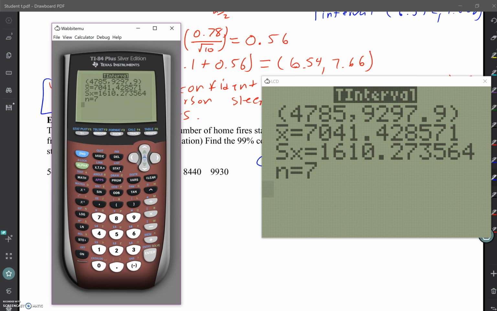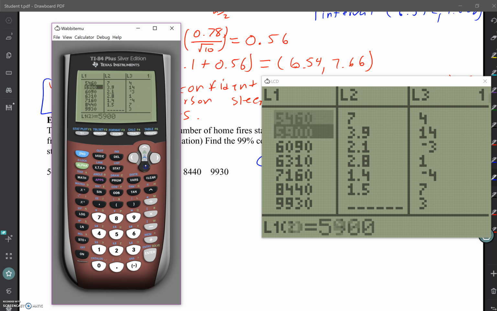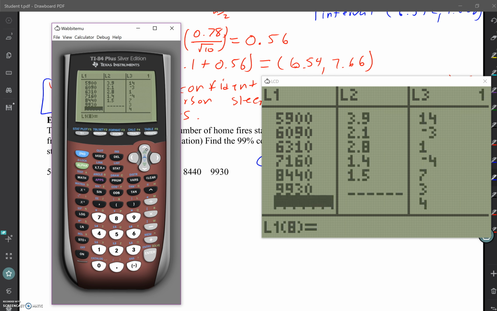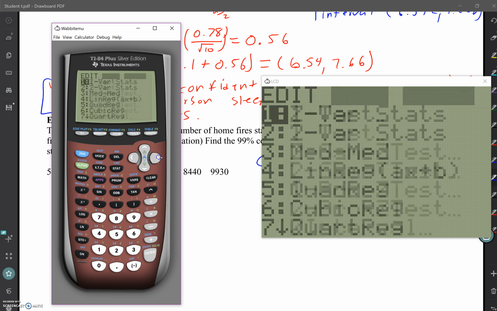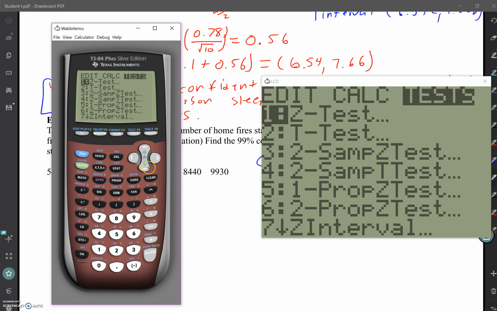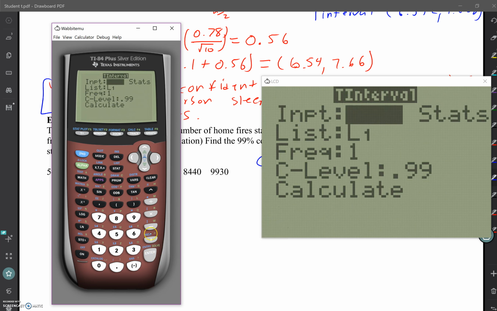Did anyone else get a different interval? No. I would check the data. So we should have 7 pieces of data in there. And then make sure there's no extras in there. Did you put a frequency in as 1?